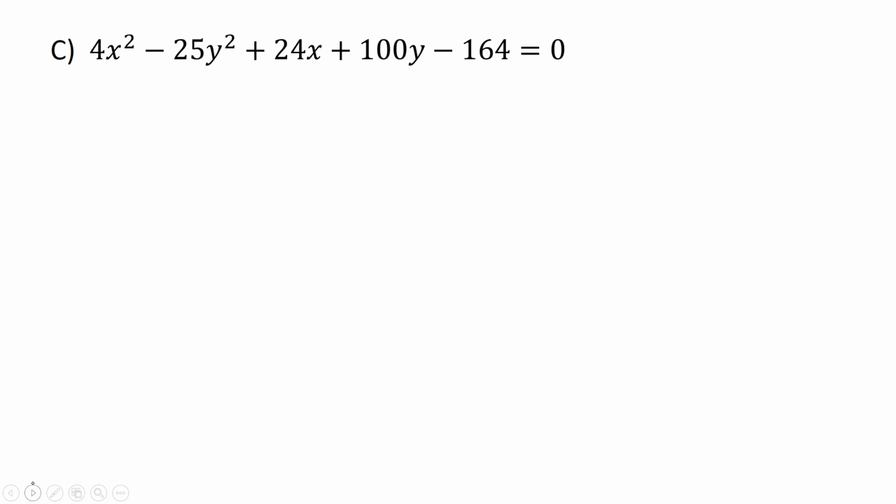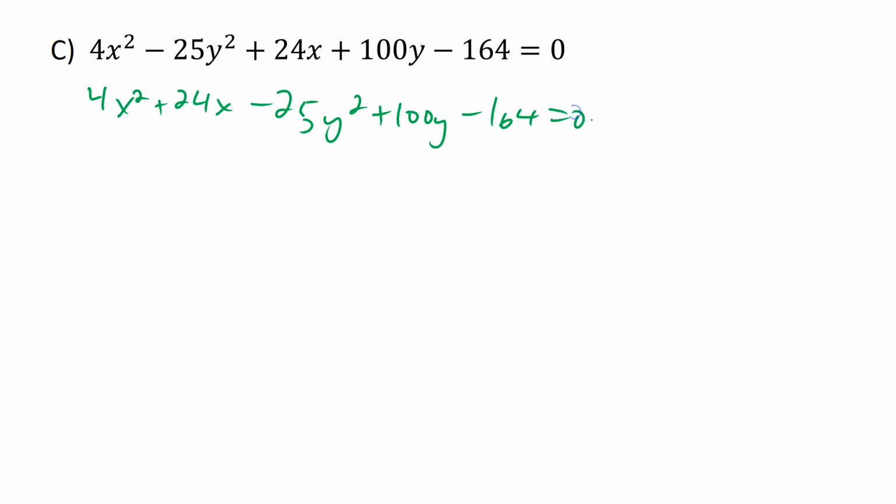So, first of all, we can know this is a hyperbola because we see we have this subtraction in front of the y squared, and we have a positive x squared. If they were both positive, it would be an ellipse, and if only one of them was squared, it would be a parabola, right? So let's see here. Let's gather the x's. So we're going to have 4x squared plus 24x, then minus 25y squared, plus 100y, minus 164 equals 0.